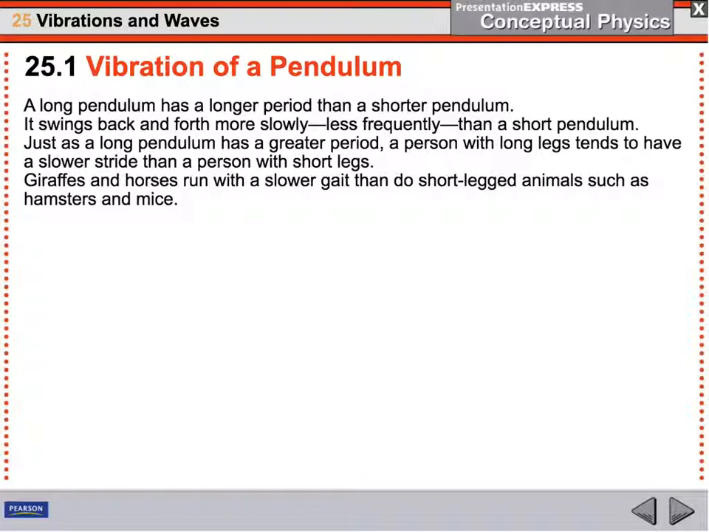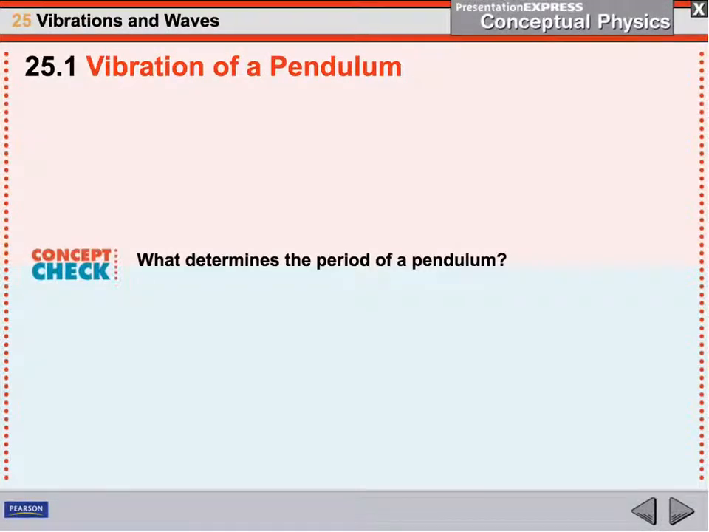A long pendulum has a long period, and a short pendulum swings back and forth more quickly. A long pendulum swings more slowly, or we could say less frequently, than a short pendulum. Just as a long pendulum has a greater period, a person with long legs tends to have a slower stride than a person with short legs. Giraffes and horses run with slower steps than do short-legged animals such as hamsters and mice. So what determines the period of a pendulum?